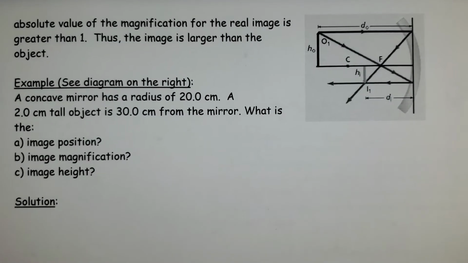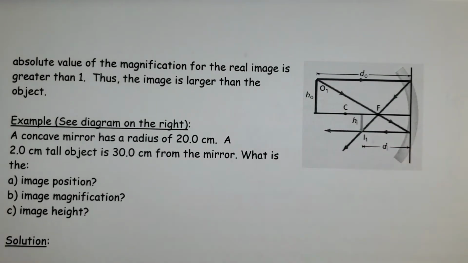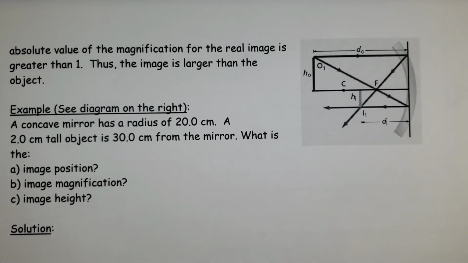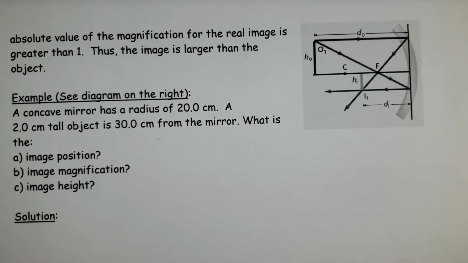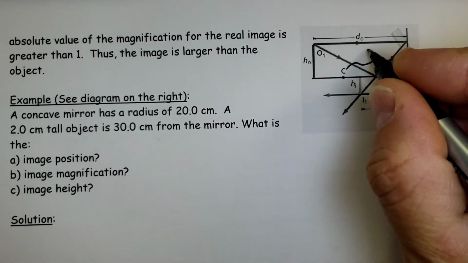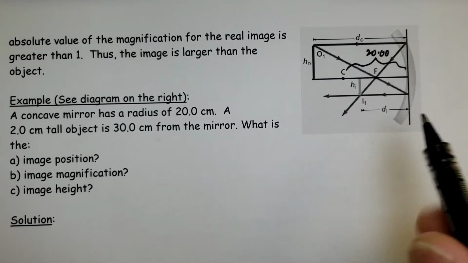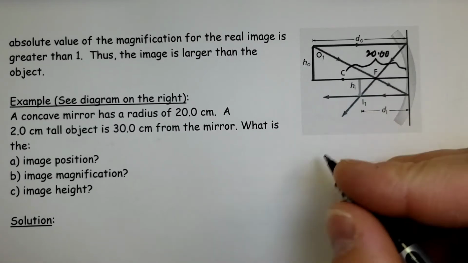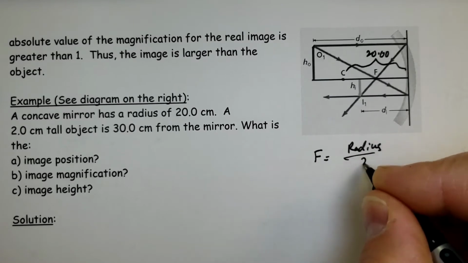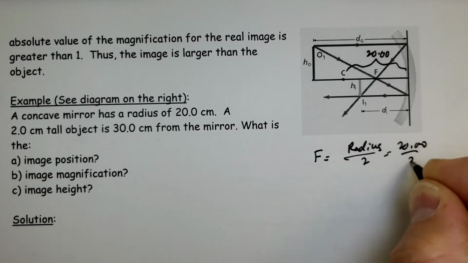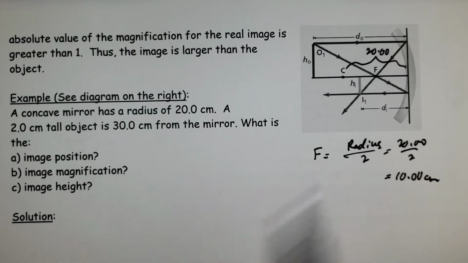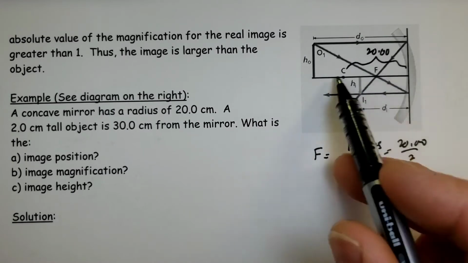What we'll do is go through two examples. We'll go through a concave example, and then a convex example to see how this all comes together. A concave mirror has a radius of 20 centimeters. What that means is that this is 20. So we can figure out what F is, because F is equal to the radius divided by 2. So we know that the focal length is 10 centimeters, because the focal length is half of this.